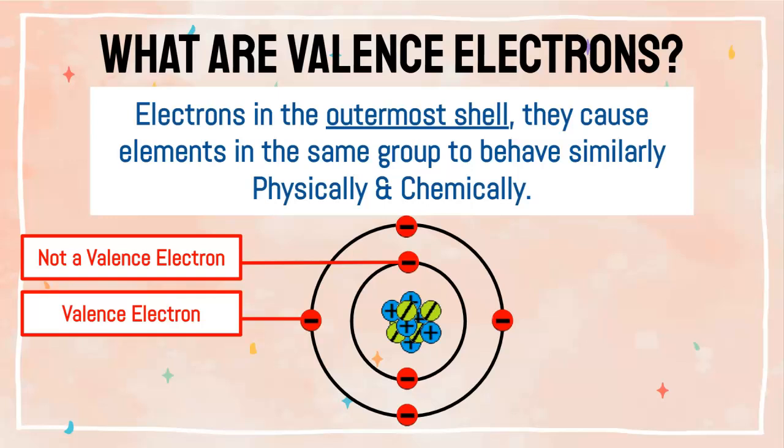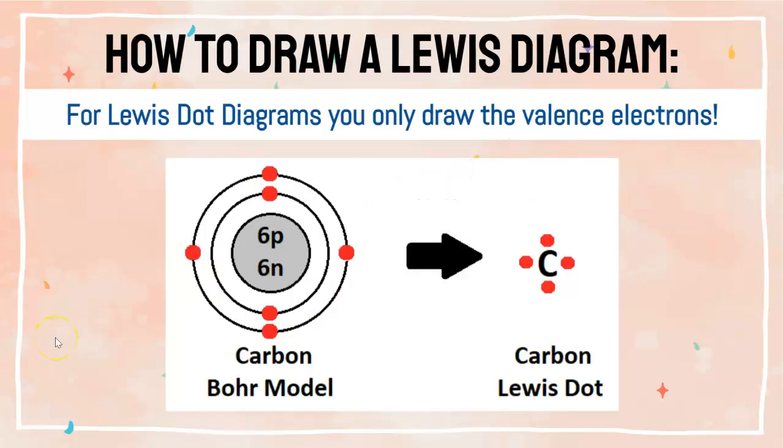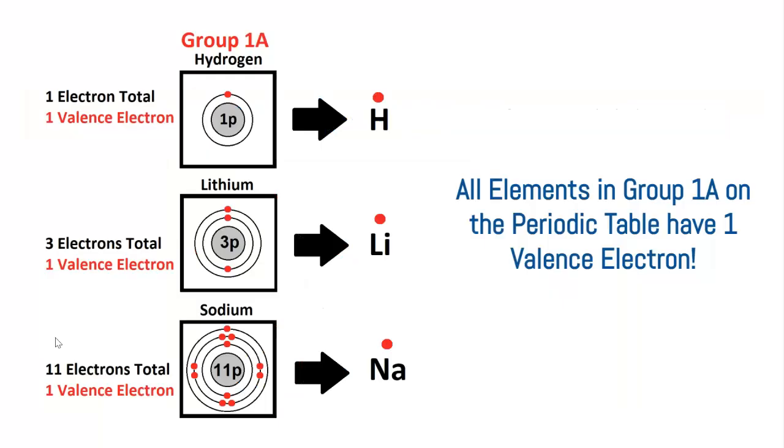So if we look at this Bohr model, we can see that there are 6 electrons pictured, but only 4 of them are valence electrons. So only the 4 electrons in that outside electron orbital. From a Bohr model, you can draw a Lewis diagram. Lewis diagrams only contain the valence electrons. So if we look at the Bohr model of carbon on the left, there are 6 electrons drawn. But if we look at the Lewis dot diagram of carbon on the right, there are only 4 electrons drawn. That's because carbon only has 4 valence electrons.